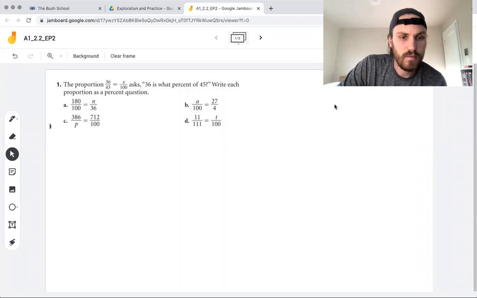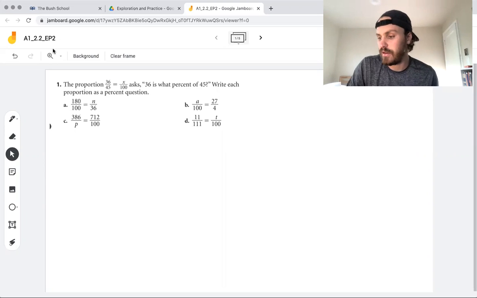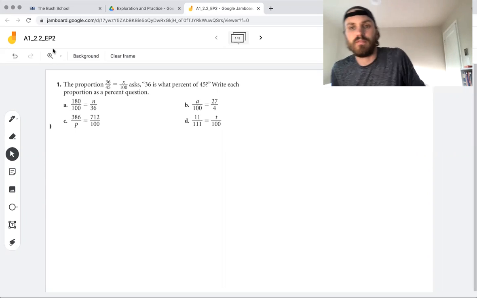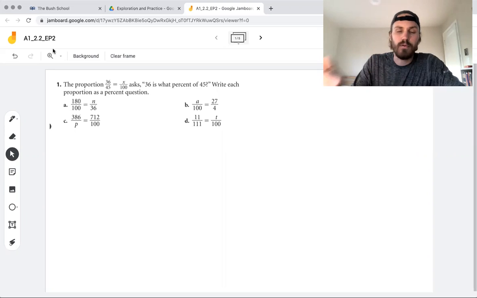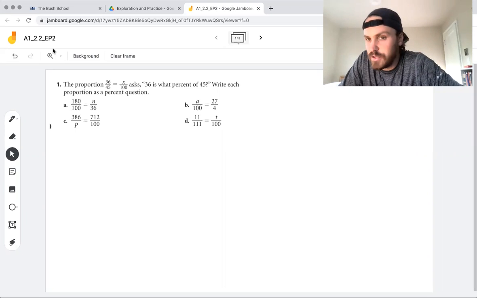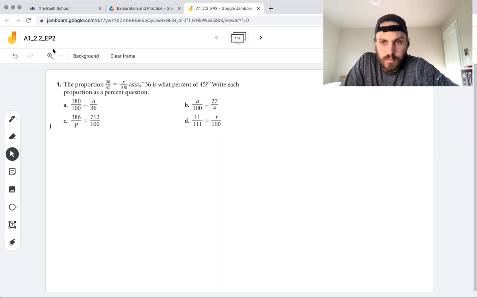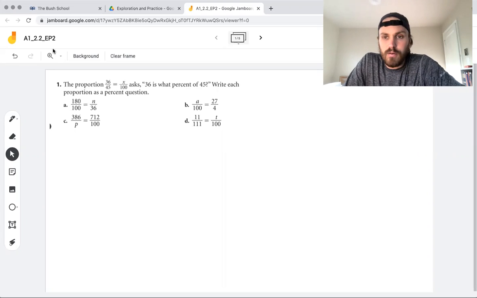All right, so this is section 2.2, and it's the second exploration and practice that we've done with these concepts. So we're looking at some proportions, we're looking at some percentage questions, translating between them, and also being able to solve some things. So this first problem, we have a proportion, which says 36 over 45 equals x over 100, and it asks the question, 36 is what percent of 45?